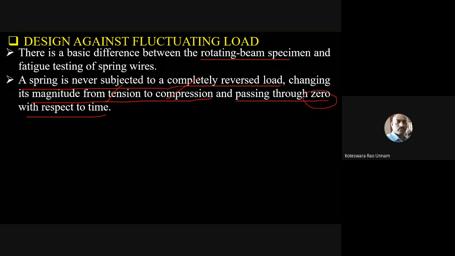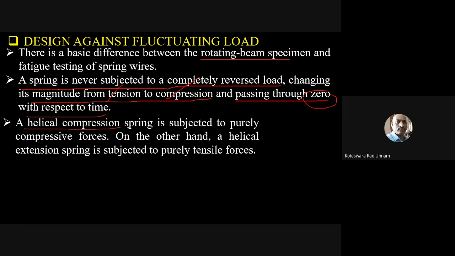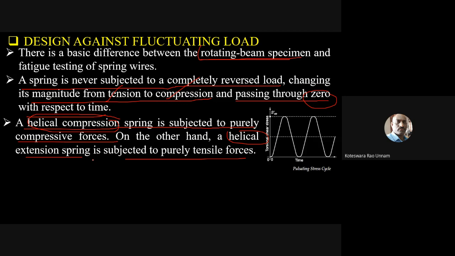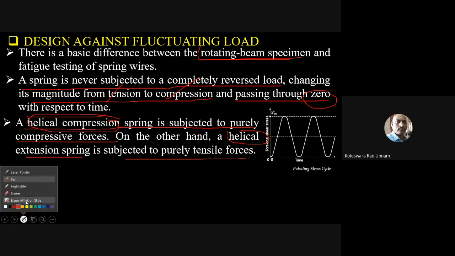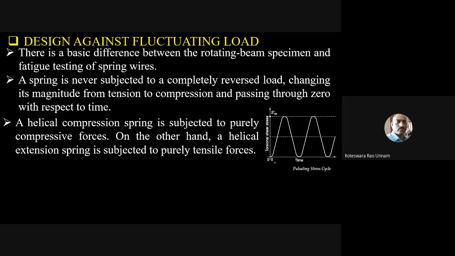Whereas your springs are subjected to either... a helical compression spring is subjected to purely compressive forces. Like already told, a helical compression spring is subjected to only compressive force, whereas a helical tension spring or extension spring is subjected to purely tensile force. That means you don't have two types of stresses in these helical springs. So that's why your equations are different for the spring when compared to the equations of this rotating beam specimen. So if you see how the load is varying in the case of these helical springs.